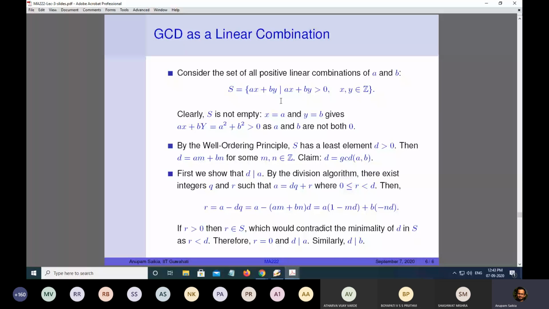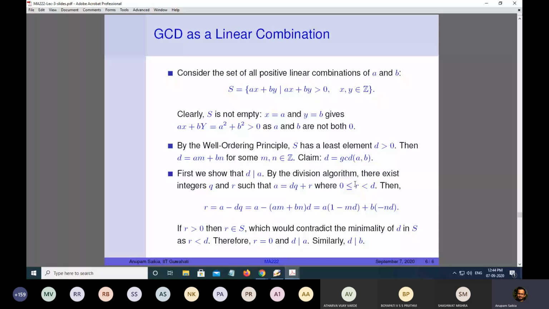So we just gave the argument for D dividing A, because if we have a remainder, then it will also be an integral combination of A and B, and hence it cannot be positive, because if it is positive, then it will contradict the minimality of D. And the second property, what is the second property for GCD? That if C divides A and C divides B, C should be less than or equal to D.